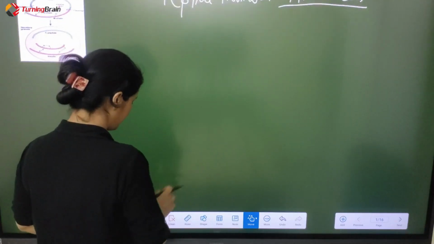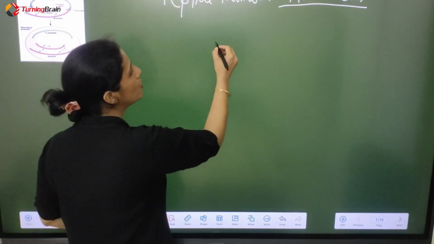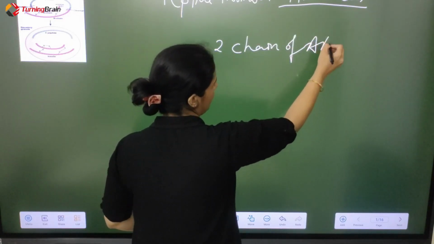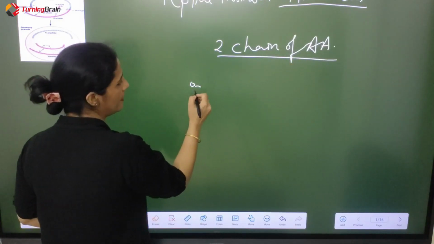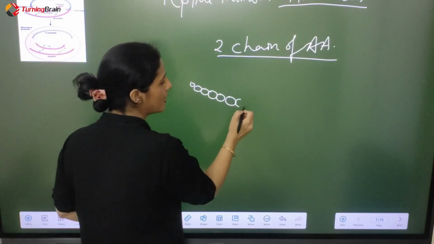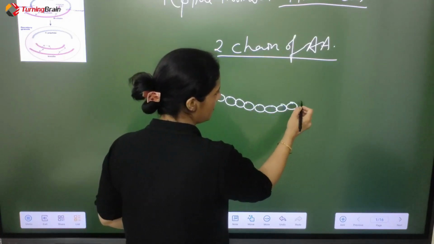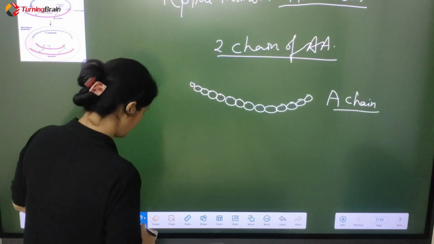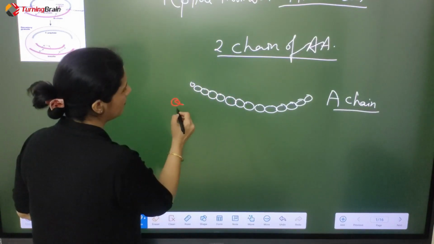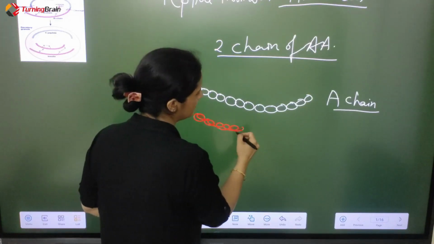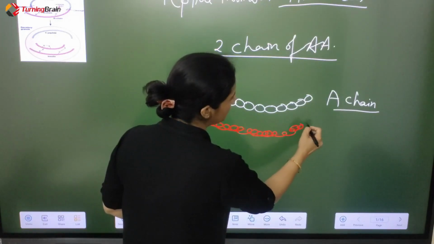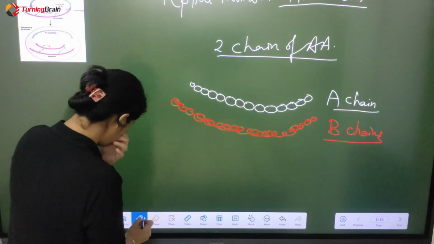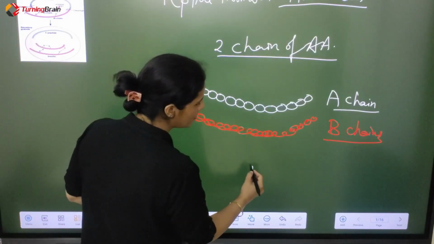So how does it look like? It has two chains of amino acids. Fine, like I am just making these rounded structures. They are represented as amino acids. So one is A chain, another is B chain. Fine. So there are two chains, A chain and B chain, in the structure of insulin. This is the structure of insulin.